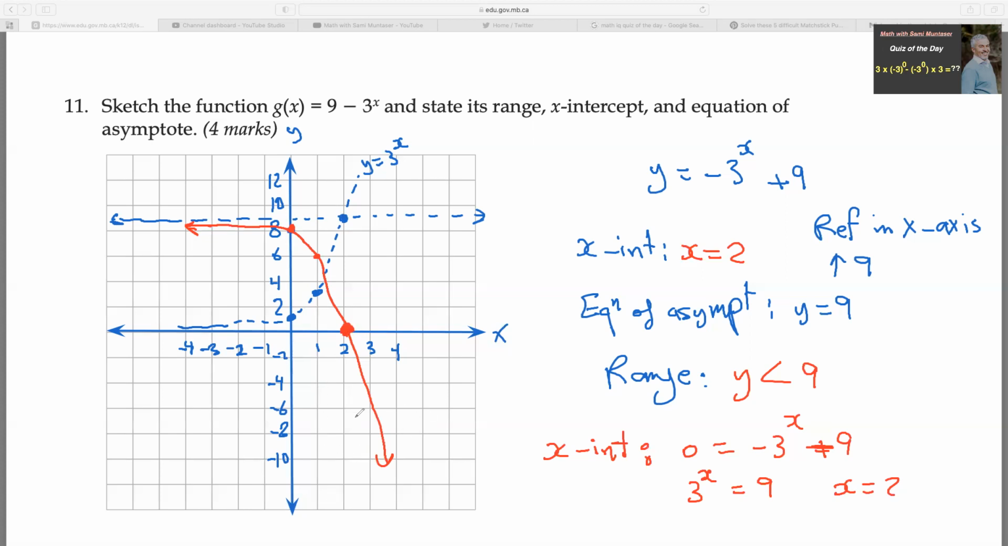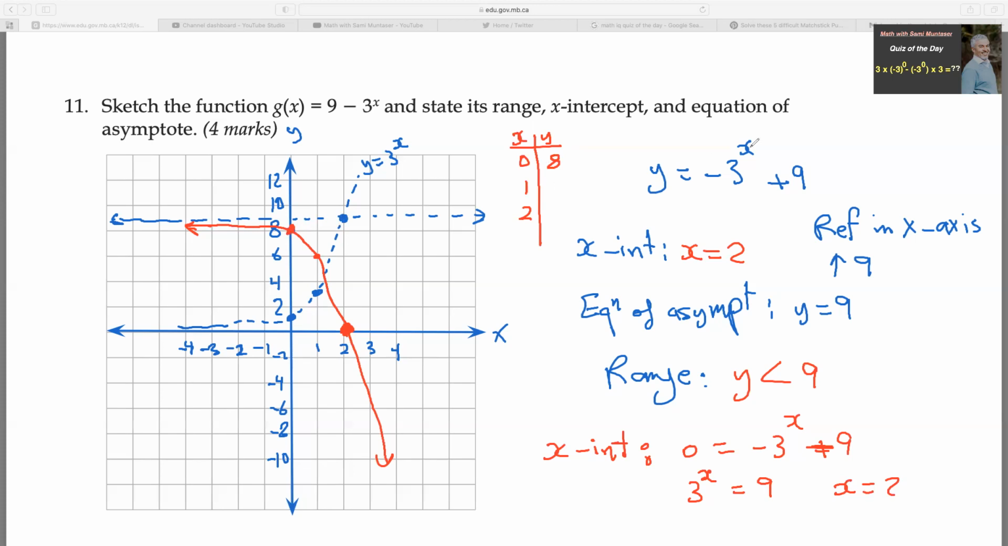Now, for some people, they like to find the equation of the asymptote was this. And then what they do, they like doing a table of values. So I'm just going to show you that right here. If you want to do a table of values, x, y, maybe start at 0, 1, and 2, and see what you get. So at 0, 3 to the power of 0 is 1. That makes it negative 1 plus 9 is 8. So we have a point at 0 and 8. As you see, it's right there.